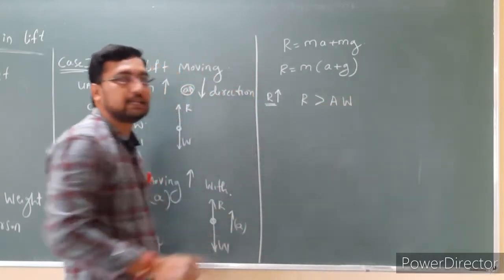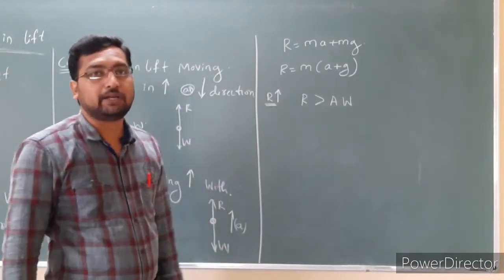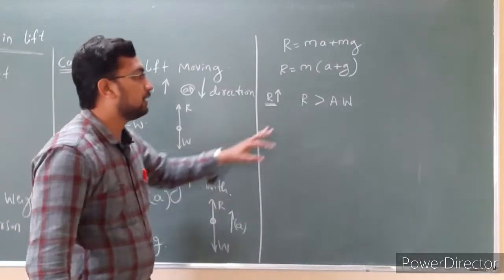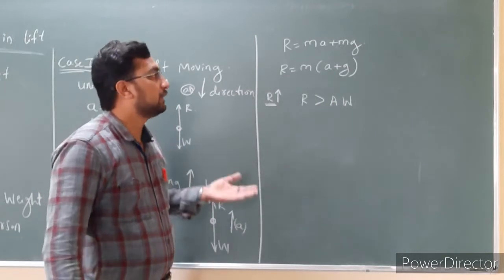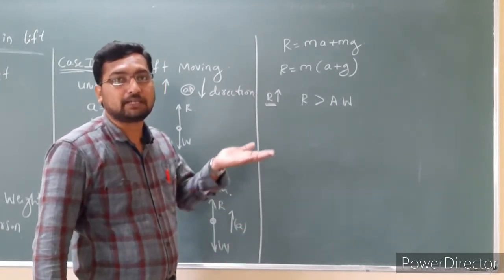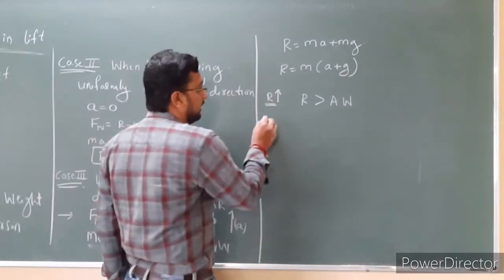Right? Here R indicates the apparent weight of the person, and W indicates the actual weight of the person. When the lift is moving in the upward direction, the apparent weight of the person is greater than the actual weight of the person. Or if the lift is moving in the upward direction, the apparent weight of the person increases. Right?